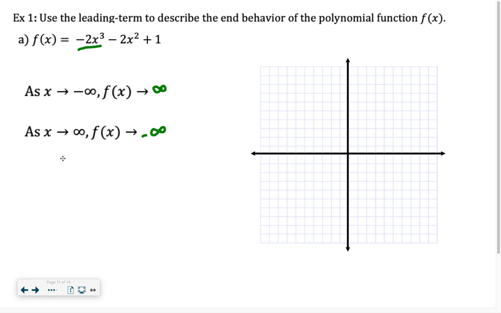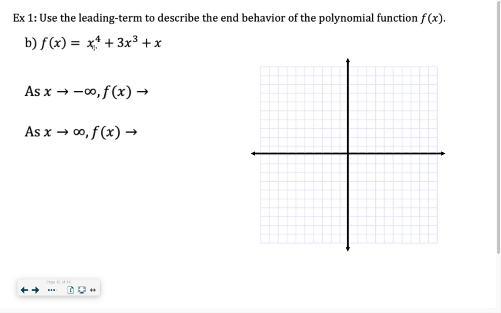Okay, so this entire statement would be our answer, right? As x goes to negative infinity, f of x goes to positive infinity, and as x goes to positive infinity, f of x goes to negative infinity. Now, what that tells me is I know that the edges of my graph are going to do something like this. And we're going to use this property to sketch polynomials eventually. This doesn't tell me anything about what's happening in here. All I know right now is that at the ends, my function is going to do something like this. All right. In the next example, why don't you guys try this one real quick?